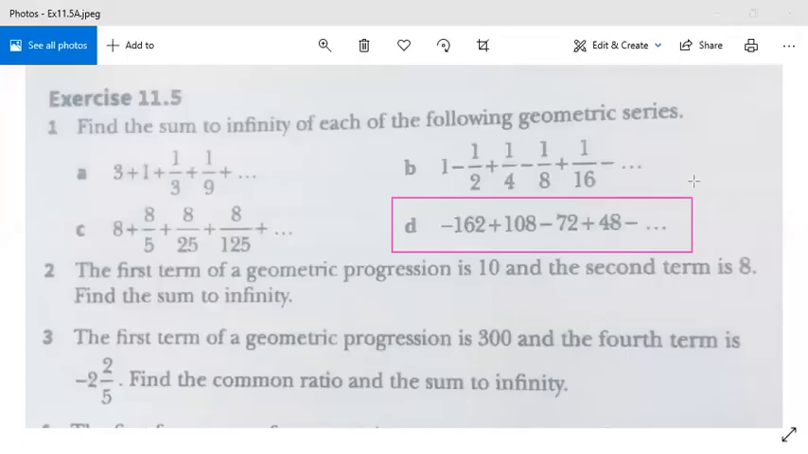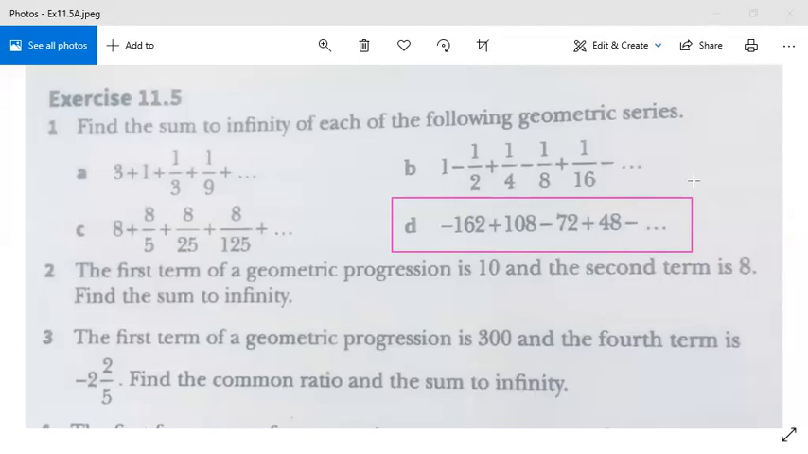So this is exercise 11.5, and in this exercise we are going to do the questions related with the sum to infinity. Sum to infinity is about the geometric series, with some number of terms or the last term.